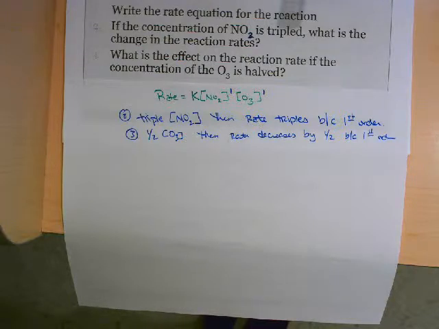Alright, fairly good warm-up, right? They're directly related, first order. If you do something to one, it does the exact same thing to the rate. That's where I gave you the orders. What's the one thing we have to be able to do in order to find these exponents? We have to have experimental data.